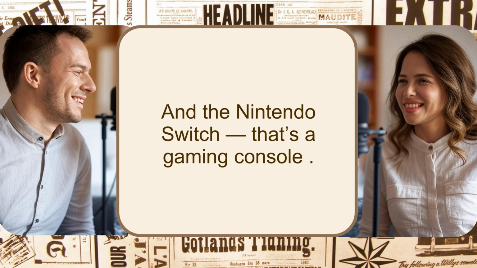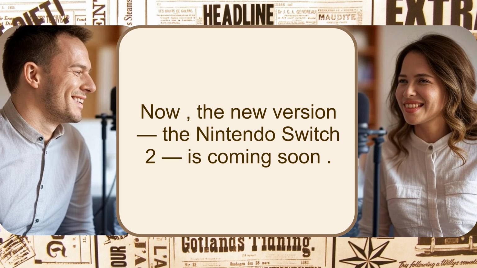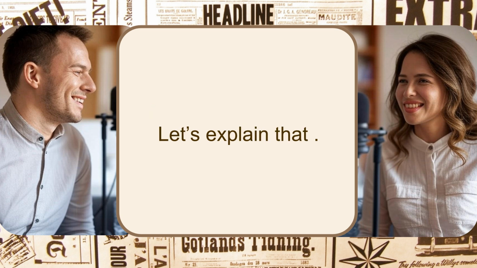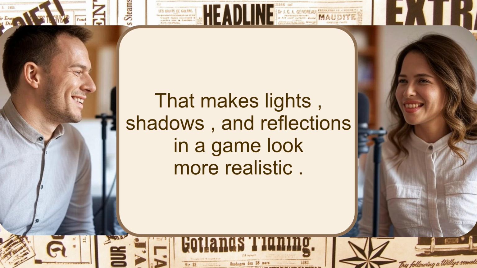And the Nintendo Switch, that's a gaming console. Many people around the world use it to play games like Zelda or Mario. Now, the new version, the Nintendo Switch 2, is coming soon. Nvidia says it has special parts called RT cores and tensor cores. Let's explain that. RT cores are used for something called real-time ray tracing. That makes lights, shadows, and reflections in a game look more realistic.